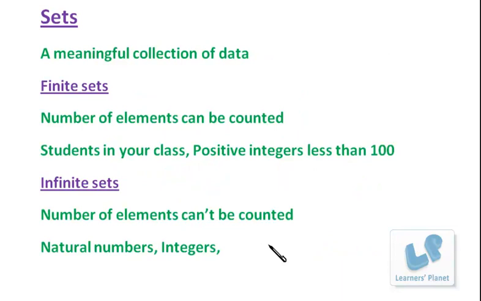So first, let's discuss some basic terminologies related to Venn diagrams, right? Here, the first thing is sets. Now, what are sets? A set is a meaningful collection of data. Meaningful means it should convey a sense, right?